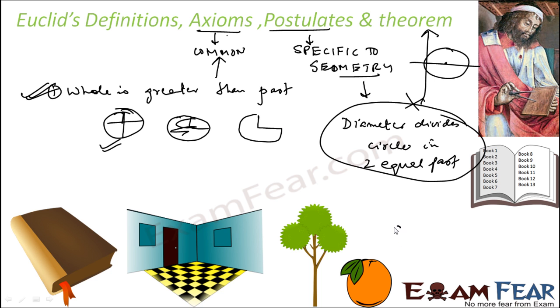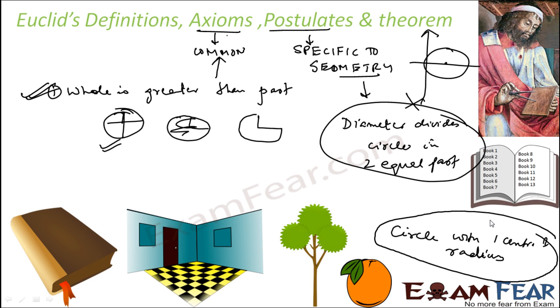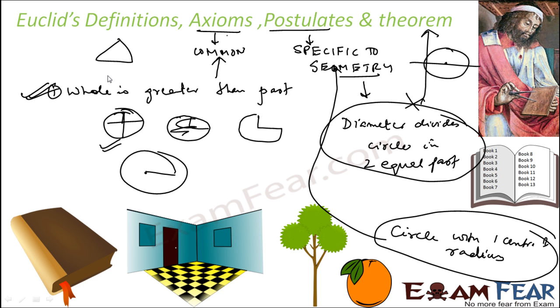Let me take one example of a postulate. If I say that you can draw a circle with one center and a radius, what do you think? Is it obvious? Yes, it is obvious. If I have a center and a radius, I can draw a circle. That is the definition of a circle. A circle can be drawn with a center and a radius. So this is a postulate, and this is specific only to geometry. A triangle has three sides. This is a postulate, specific only to geometry.